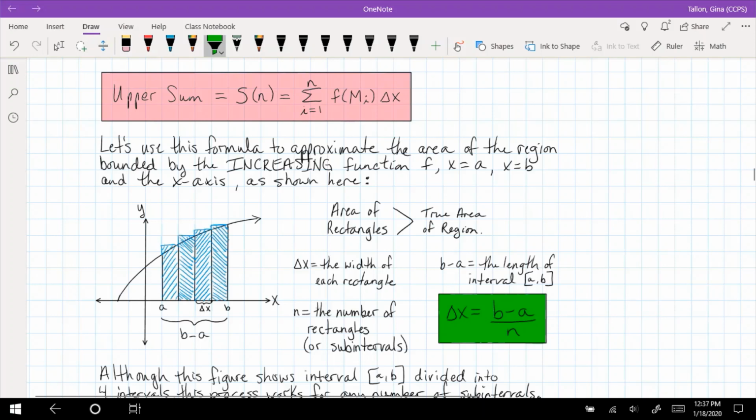Let's use this formula to approximate the area of the region bounded by the increasing function f, x equals a, x equals b, and the x-axis as shown here. So I drew you a function that was increasing, and nowhere did I actually write f of x, so I will do that. There's my f of x. And basically I want to talk about starting at x equals a, stopping at x equals b, and finding the area bounded by the function, x equals a, x equals b, and my x-axis.